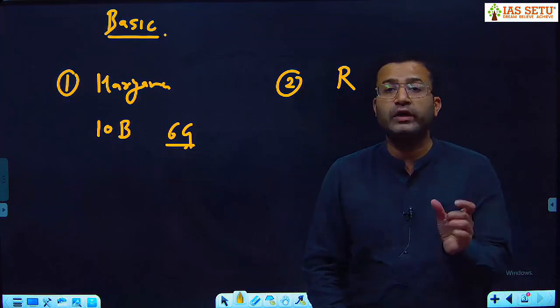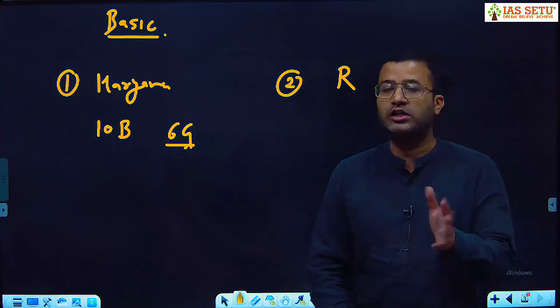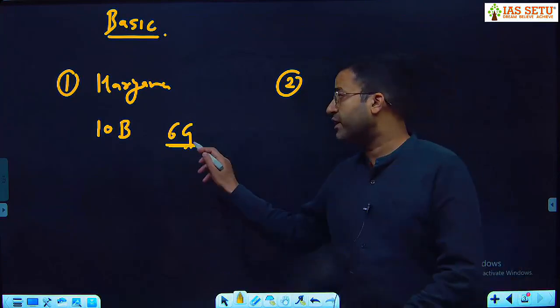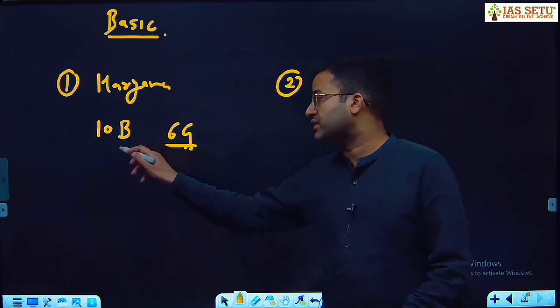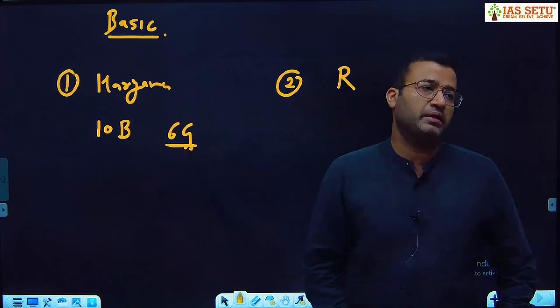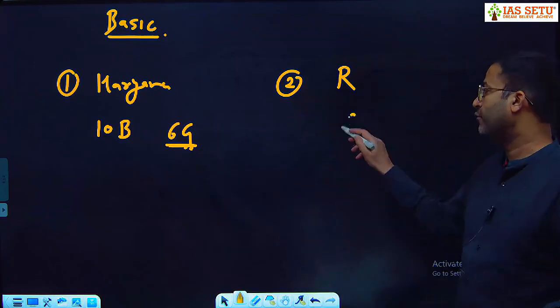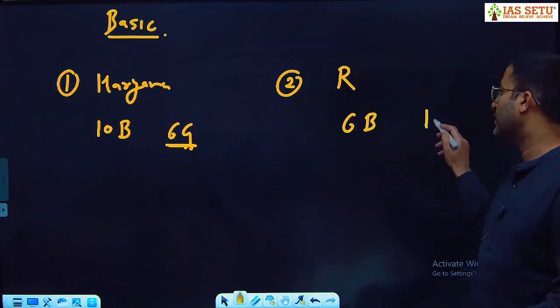So who will decide the number of couples? The lesser number. If girls are fewer, girls will decide. So here we have 6 girls, and each and every girl will get a boy. So there will be 6 couples. Whereas here we have the reverse. For example, there are 6 boys and 10 girls.